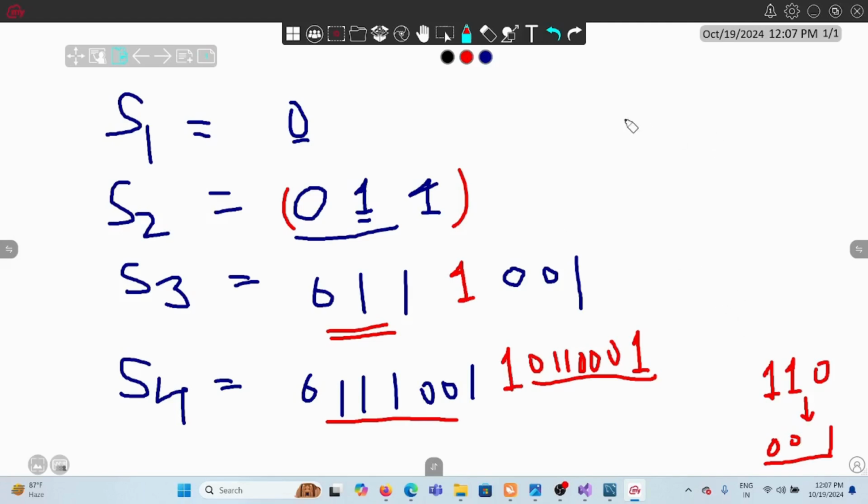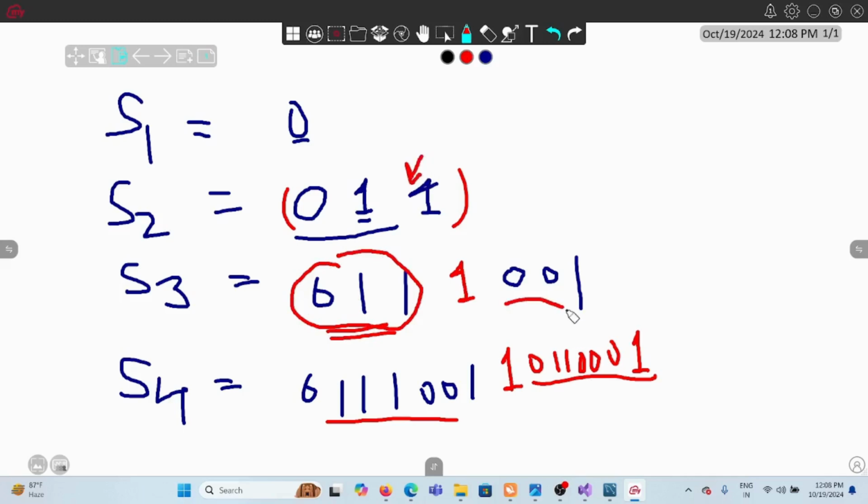Now you guys can observe a few things here. Whatever string it is, half of the string is the previous step. See here, we generated this S3. So this part is basically the S2, and then this part is the reverse and the flipped. So then we are constructing in this way.